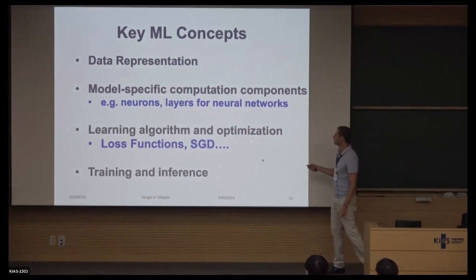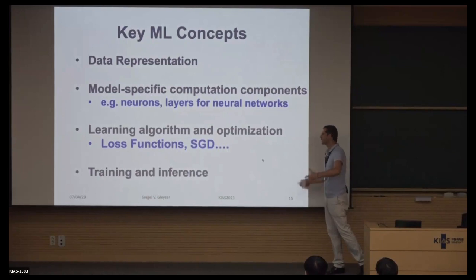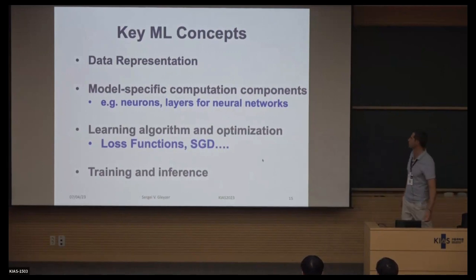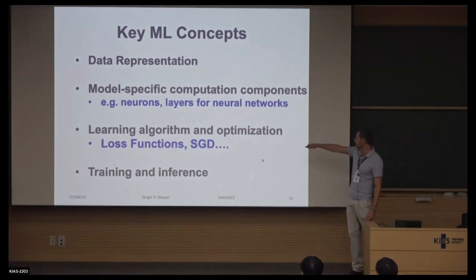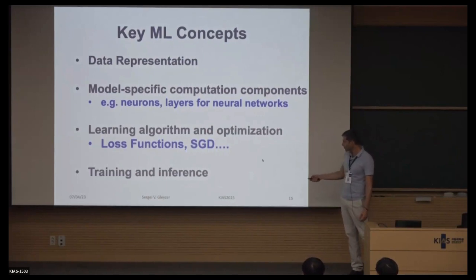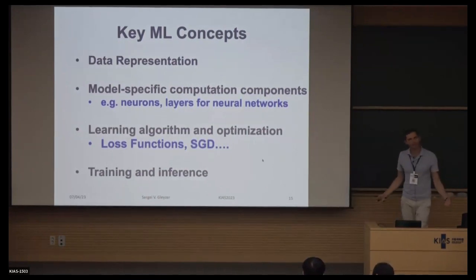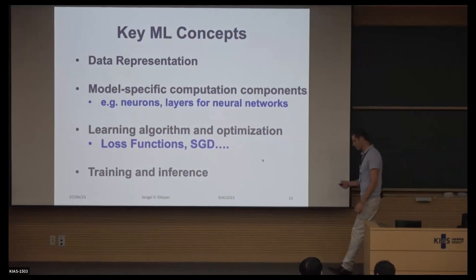And of course, part of which is optimization. How does that actually happen? How do you end up minimizing your functions and so on? So this deals with loss functions, stochastic gradient descent, and so forth. Ultimately, in practice, you have to train your models and you have to apply them at inference. So those are all important things in classical machine learning.